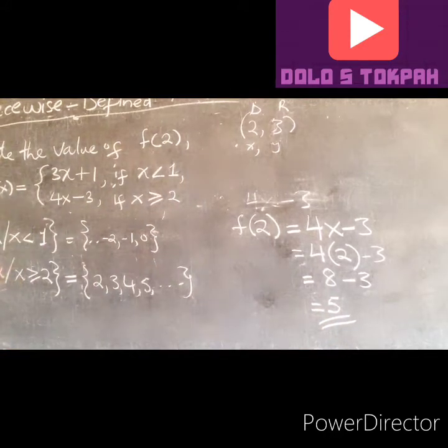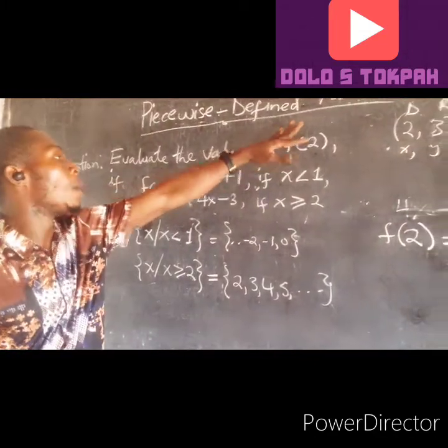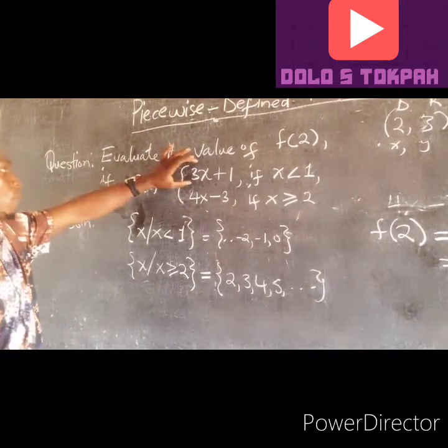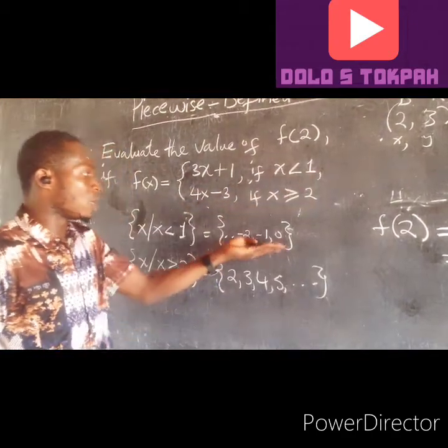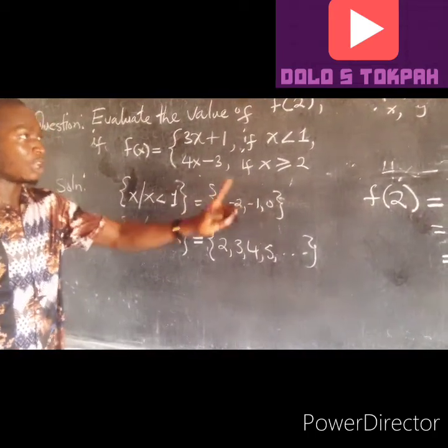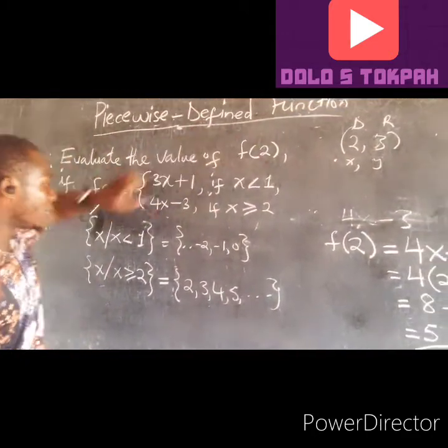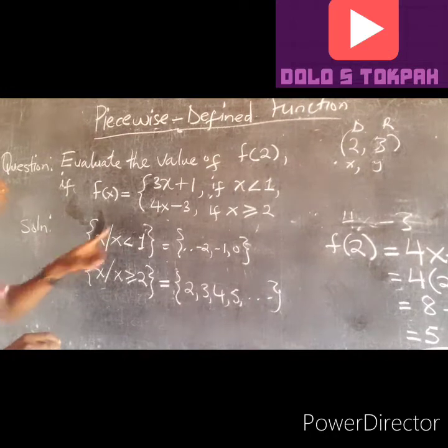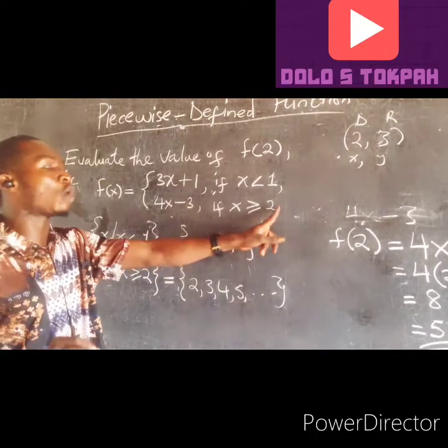So in this piecewise-defined function, we were asked to evaluate the value at x of positive 2. f will be equal to the first sub-function 3x plus 1 if x is less than 1. If x is less than 1, we convert it to set builder notation, and from the values we got here, we didn't find this domain. Our major goal is to identify this domain when the functions have been interpreted.